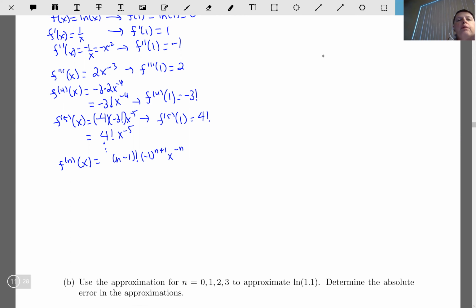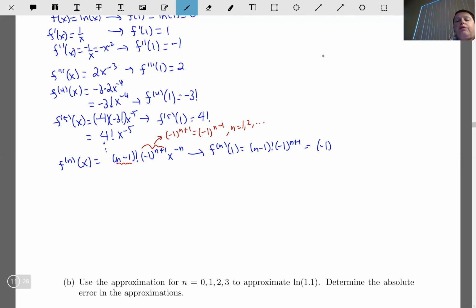Now, one thing we want to notice here is we have an n minus 1 here, and also notice that negative 1 to the n plus 1 is equal to negative 1 to the n minus 1, if n is 1, 2, etc. So we can use that when we're writing the nth derivative of 1, right? Instead of writing n minus 1 factorial times negative 1 to the n plus 1, we can write negative 1 to the n minus 1 times n minus 1 factorial.